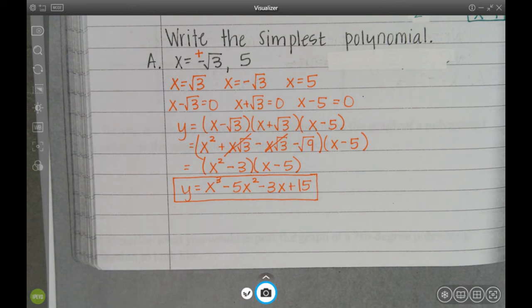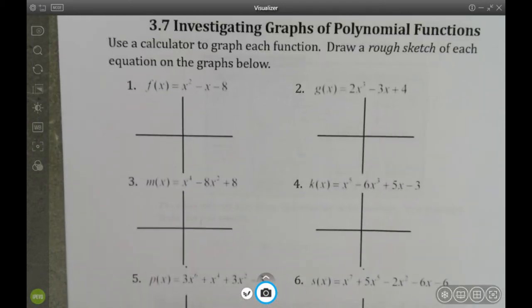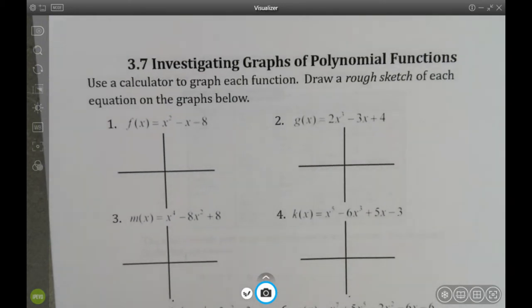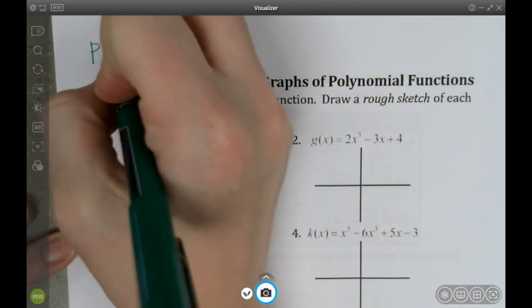Okay, now all you have left in your sleeve or your sheet protector are a bunch of books. You need the one that says 3.7 graphs of polynomial functions. And it's going to go on page 68.